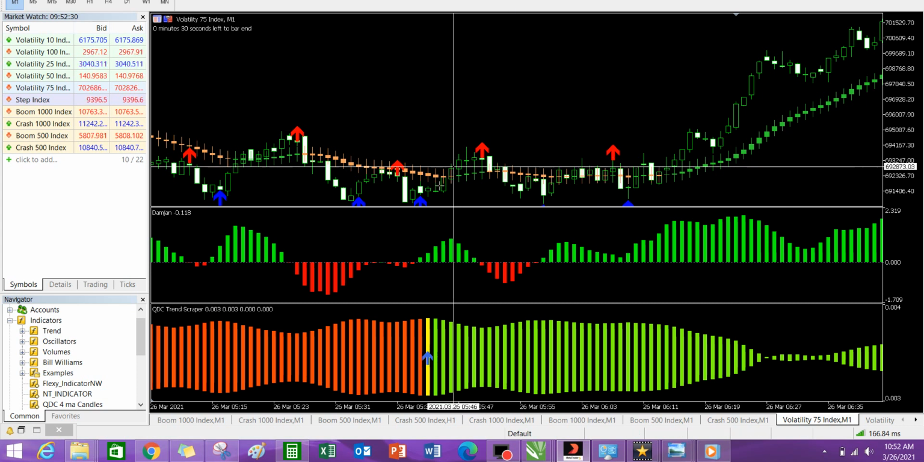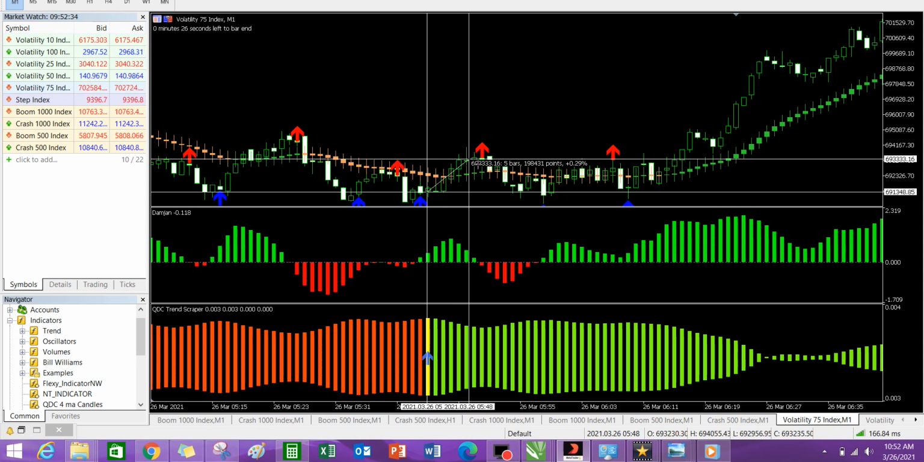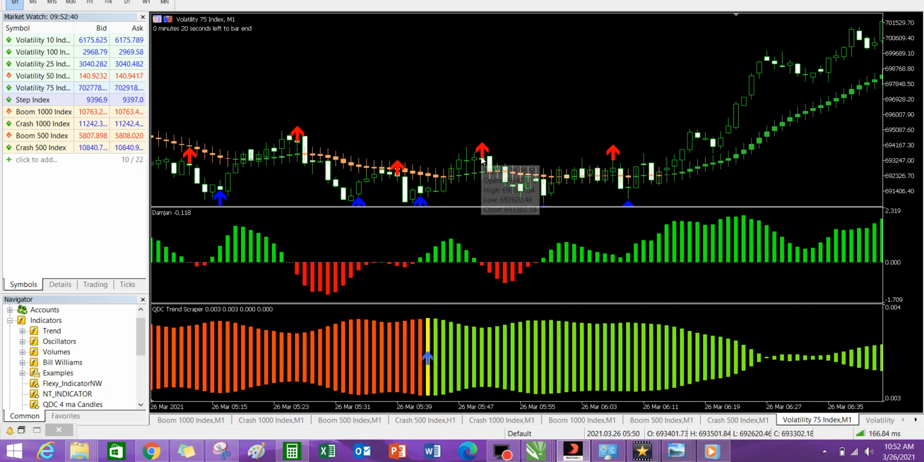But check it out. We got our buy signal here, and it started going up. And when you get your sell signal, you exit the market immediately. And focus on your buy signal, do not focus on your sell signal. The reason is we are within the buy region.